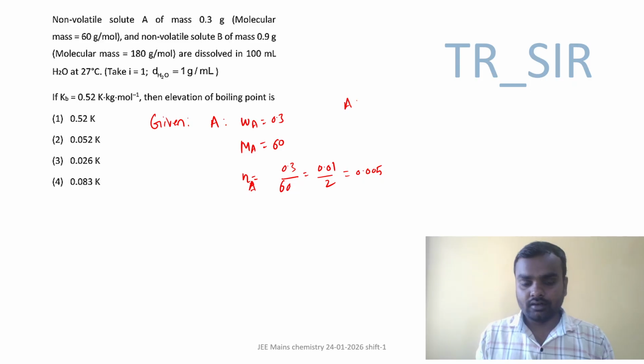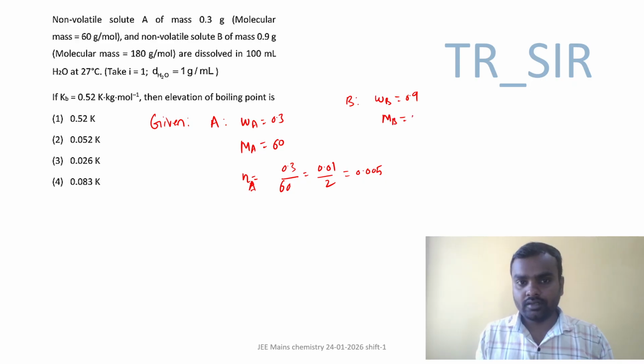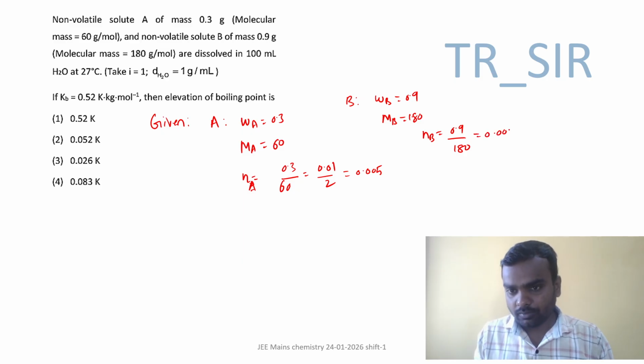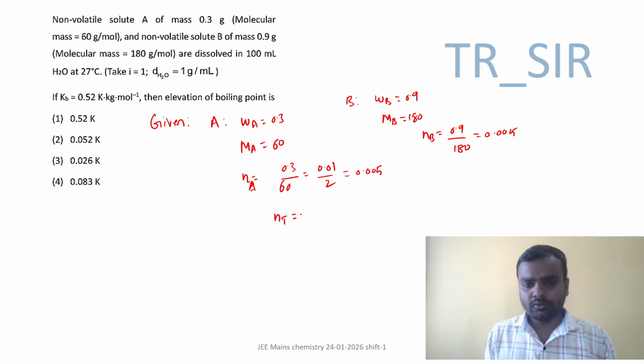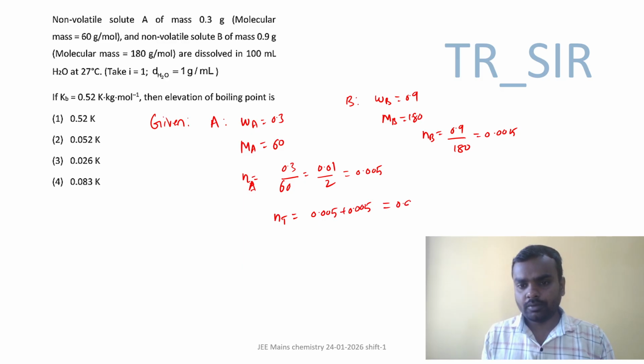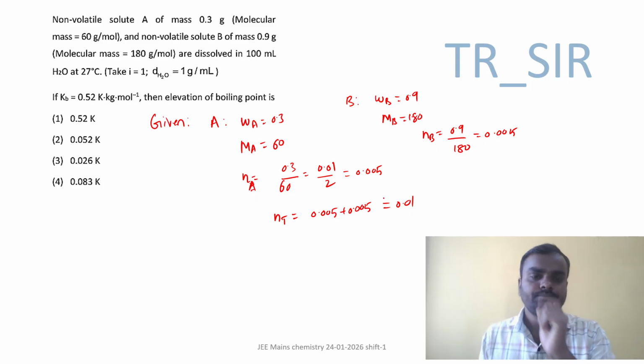Same thing if I take solute B. The weight of B given is 0.9, and the molar mass of B given is 180. Now the number of moles of B is 0.9 by 180. If you solve this, you will also get 0.005 moles. Then the total number of moles is 0.005 plus 0.005, which gives 0.01.